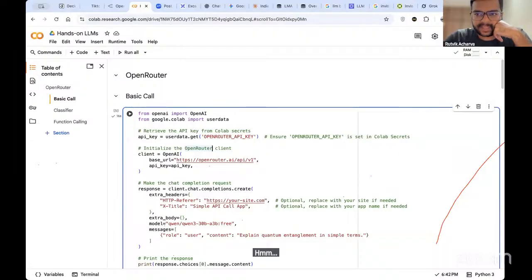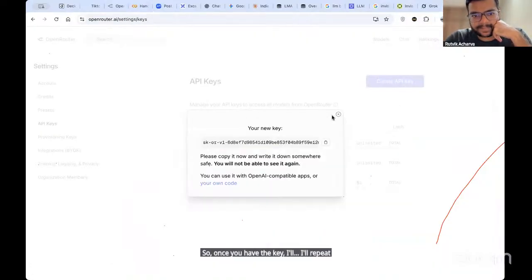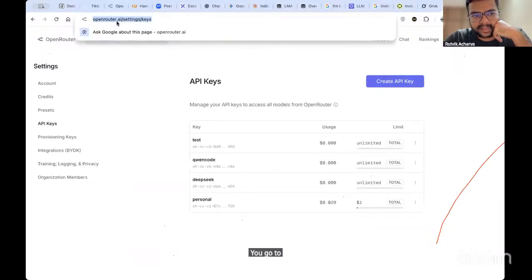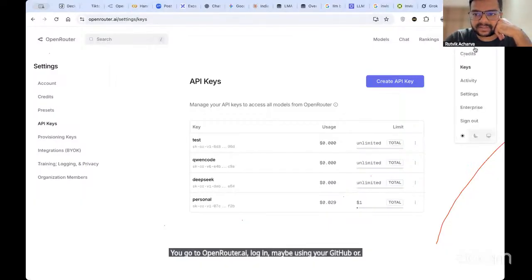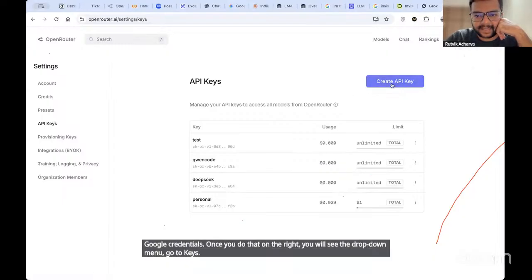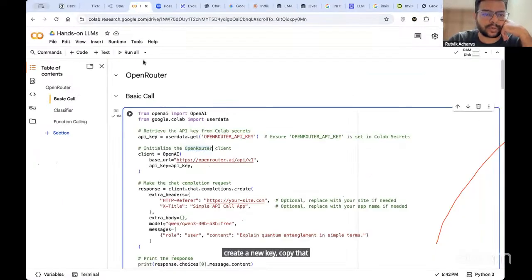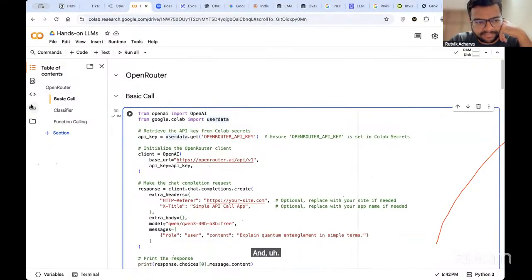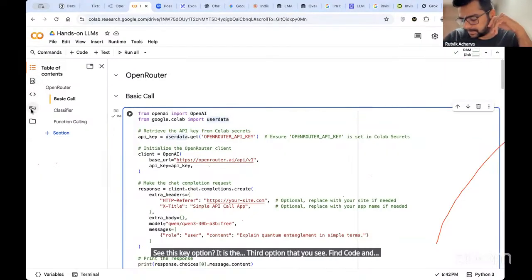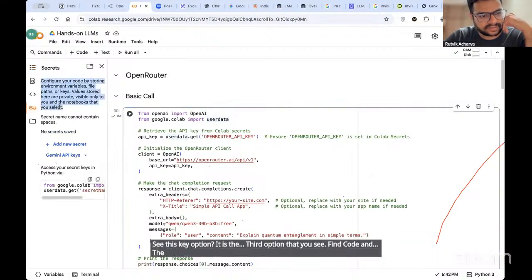So once you have the key, I'll repeat once again. You go to openrouter.ai, log in maybe using your GitHub or Google credentials. Once you do that, on the right, you will see the drop down menu, go to keys, create a new key, copy that key, go to the Colab notebook. It's a Python environment. And on the left, you will be able to see this secrets option. See this key option? It is the third option that you see.